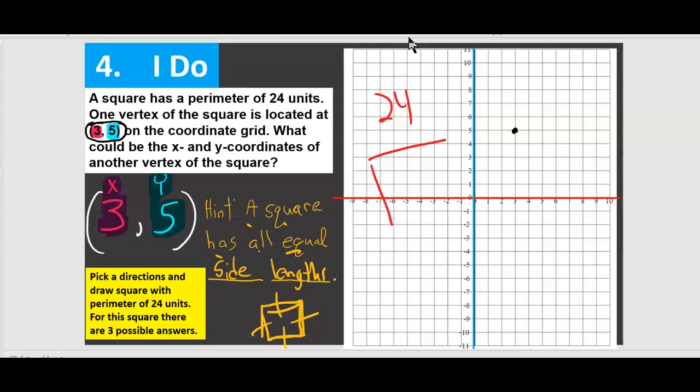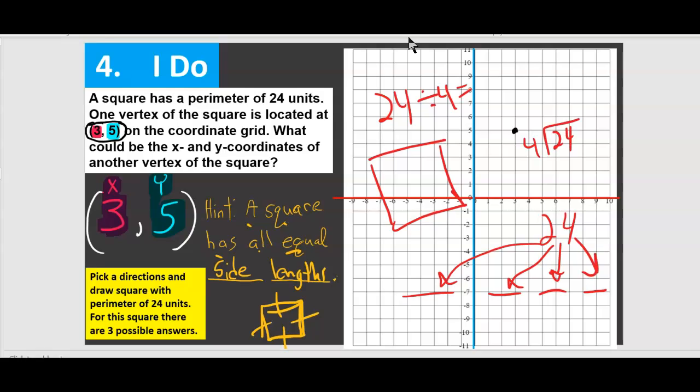Well, there's 4 sides, and they all have to be the same distance. So it's really 24 divided by 4, isn't it? So here, 1 side, 2 side, 3 side. Here's 4 sides. So you're going to get some, you're going to get some, you're going to get some, but they have to be equal. 24 divided by 4.